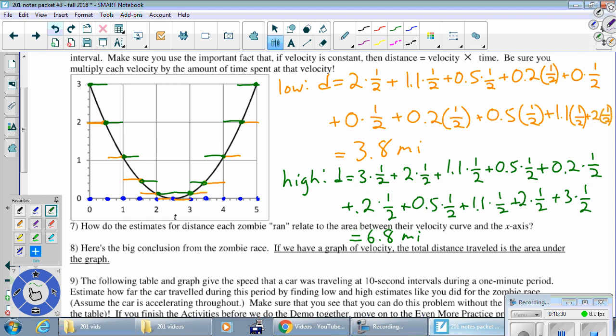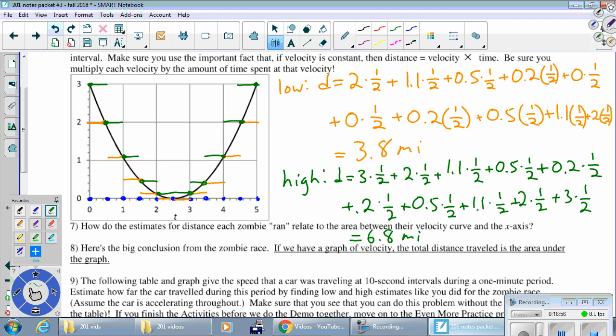And so again, for sure, the true distance traveled is something between 3.8 and 6.8. So our best guess, I guess, would be the average of those two, but there's no way to guarantee it's always just going to be the average of those two. In fact, it's almost certainly not the average of those two. Number 7, how did the estimates for distance each zombie ran relate to the area between their velocity curve and the x-axis? Well, let's take a look.